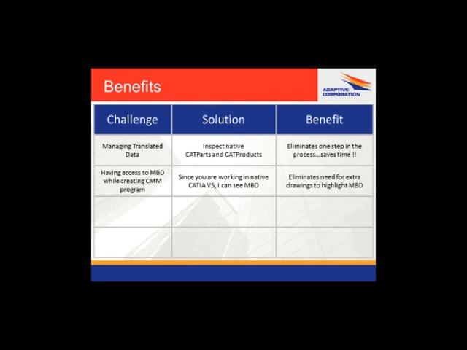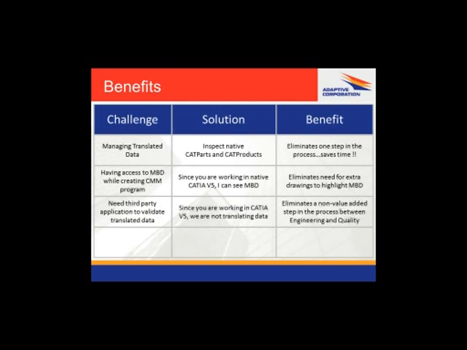The other benefit here is that it eliminates the need for extra drawings to highlight model-based definition for quality. Thirdly, there's no need for a third-party application to validate translated data, like I said a moment ago. Since you're working in CATIA V5, we don't need to translate data, so we've eliminated that one step in the engineering to quality process, which arguably is a non-value added step.